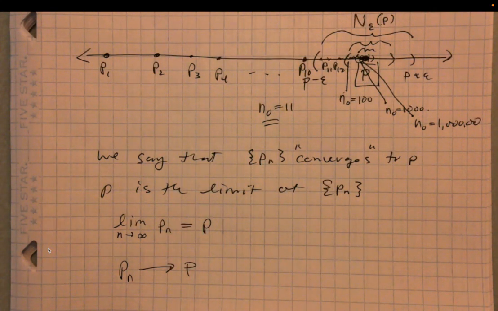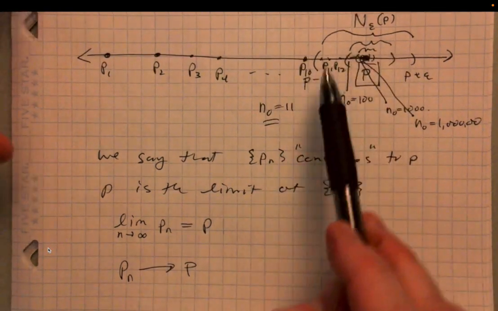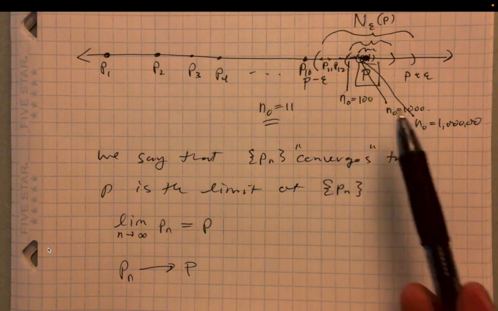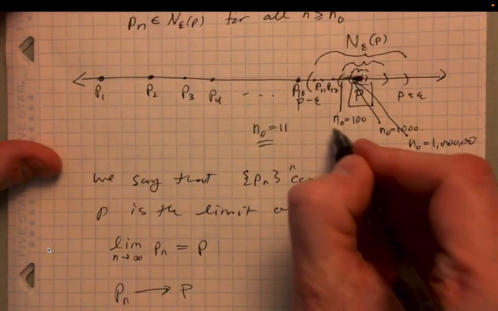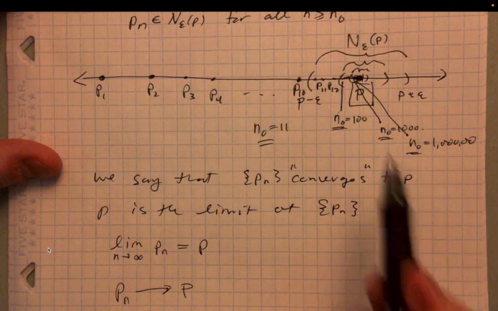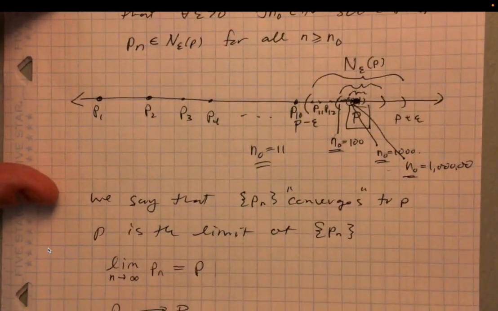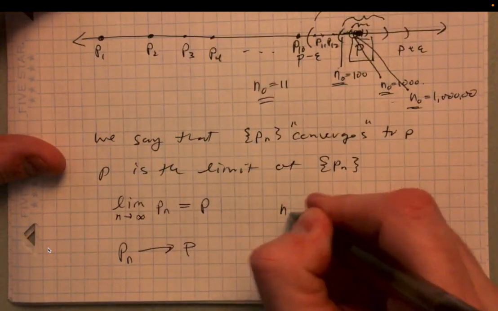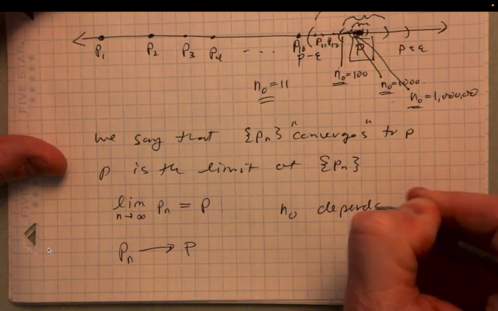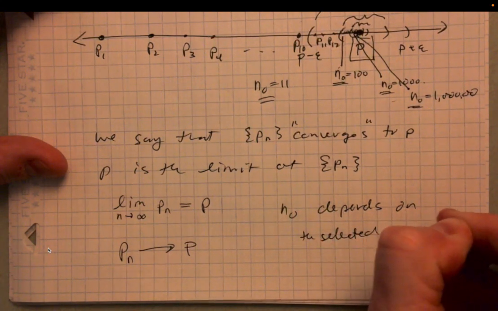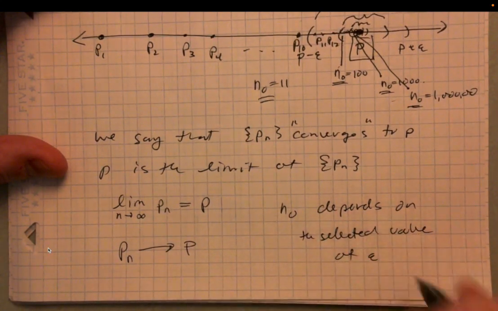It was kind of illustrated in the way I was describing up here, but one of the key things to think about is that this integer n naught, whatever n naught happens to be, depends on the selected value of epsilon.